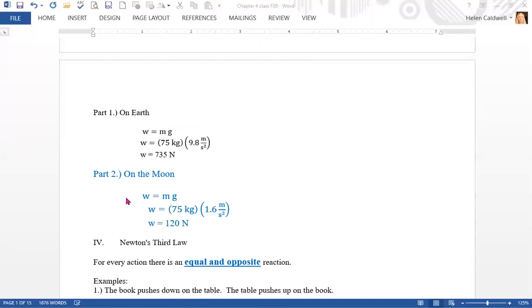On the moon, we write down the formula. It does not matter that you just wrote it down in the step above. Every time you use a formula, you have to write it down. W equals mg. W equals, m is still 75 kilograms, but g is now 1.6 meters per second squared. So 75 times 1.6 gives us 120 newtons. You can see there's a big difference in the weight on the moon as compared to on Earth, but the mass is the same.